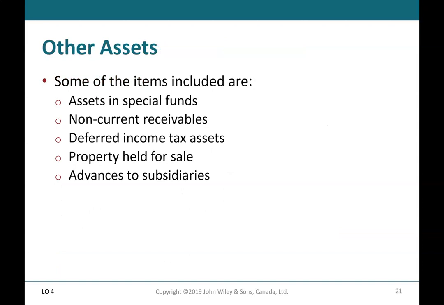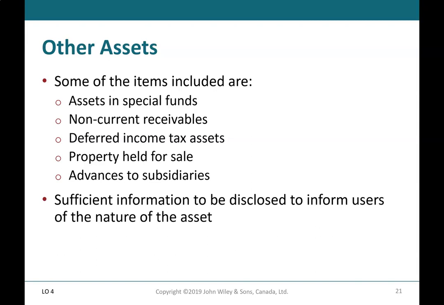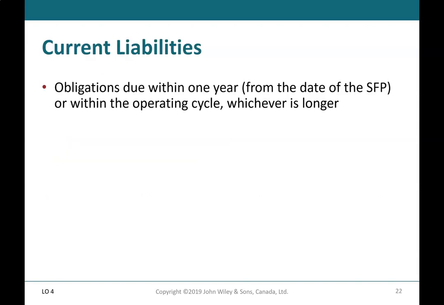Other assets. Some of the items included are assets and special funds, non-current receivables, deferred income tax assets, property held for sale, advances to subsidiaries. Sufficient information to be disclosed to inform users of the nature of the asset.